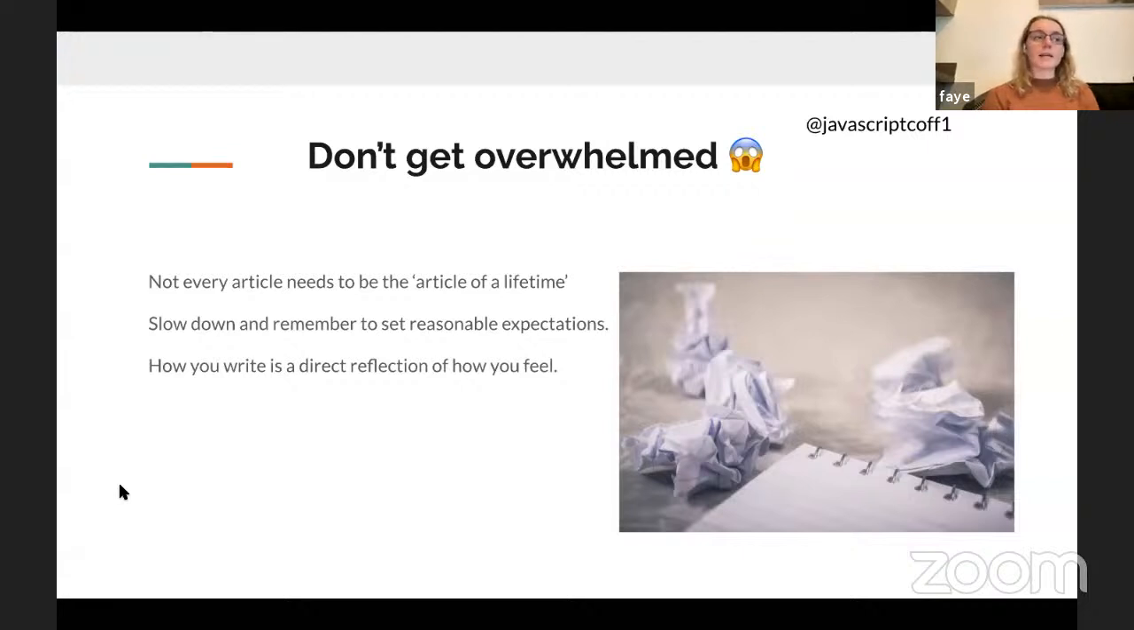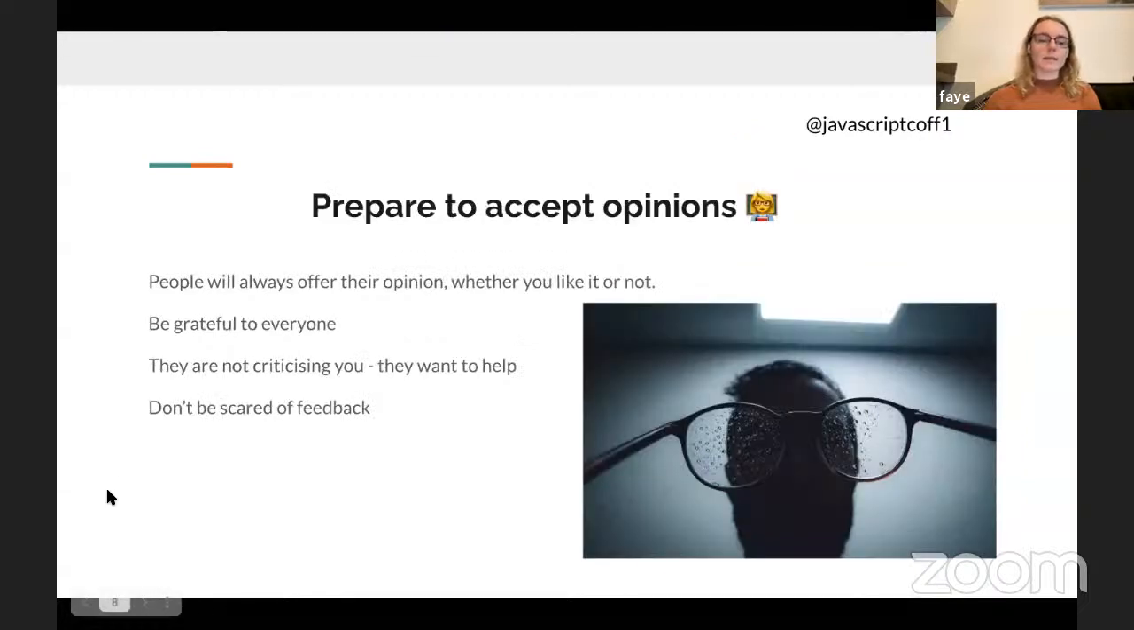It's going to show how you are feeling. If you're feeling relaxed and happy, then it will come across. The article might be funny, or it'll just be interesting to read. So yeah, I think it's important not to get overwhelmed, although it is easy to get overwhelmed.